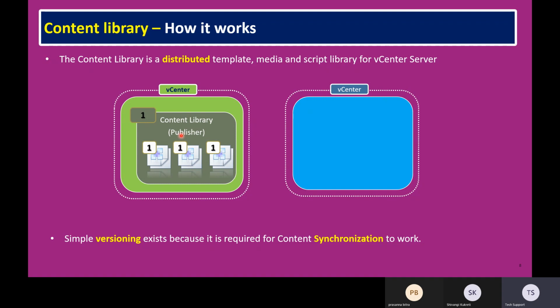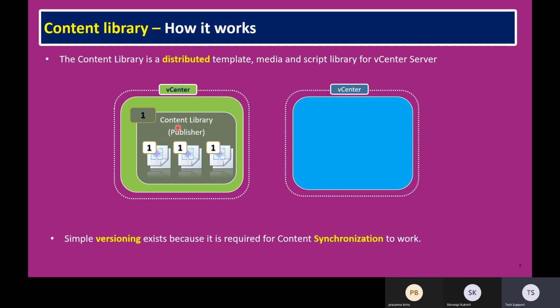In general, we have three types of content library: local, publisher content library, and subscribed content library. I repeat, we have three types of content library: local, publisher, and subscriber. But here it is showing as a publisher content library, because a local content library is accessible to only one vCenter. It's not accessible to a remote vCenter. If you want to provide access to a remote vCenter, or distribute your data to another vCenter server, it should be configured as a publisher content library.